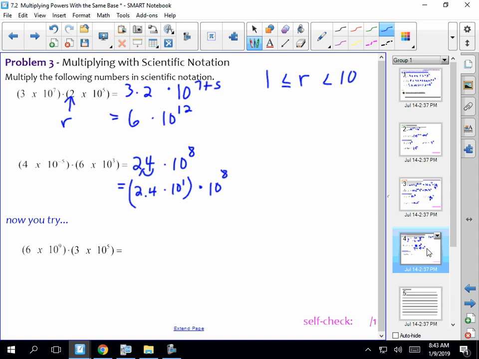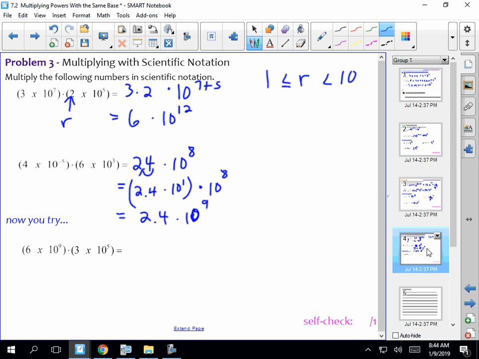But think about this with me for a moment. If I take 10 to the first, that's like multiplying 2.4 by 10, right? If I multiply 2.4 by 10, do I get the number 24? Yeah. If I multiply 2.4 by 10, I get back to where I started. But 2.4, is it between 1 and 10? It is. 24 was not. So 2.4 times 10 to the first times 10 to the 8th. My final answer then would be 2.4 times 10 to the 9th, and I have it officially in scientific notation.